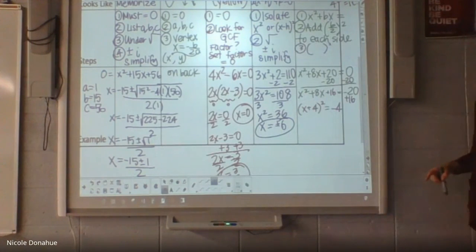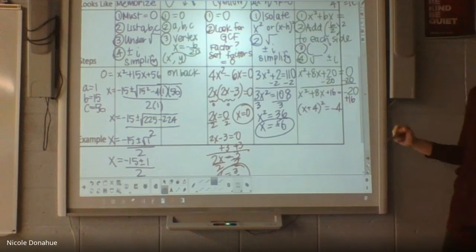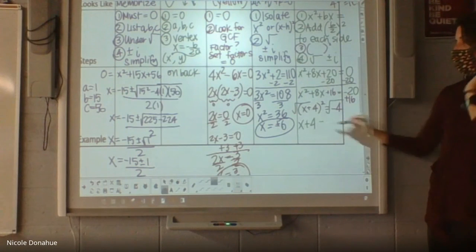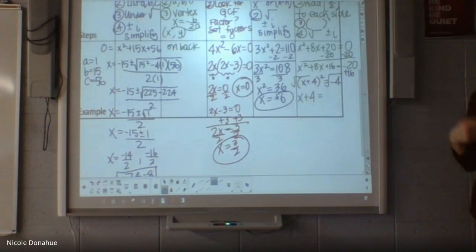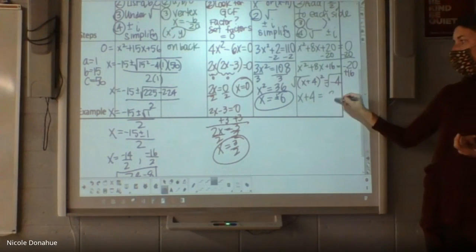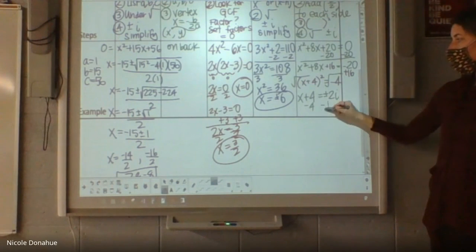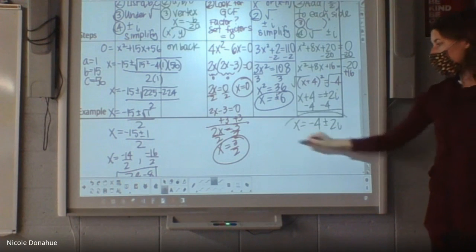Now I'm ready to take the square root of each side. Again, don't forget plus or minus with the i's. So that x plus 4 equals the square root of negative 4. What's the square root of 4? 2. But negative 4 would be 2i. And then we just need the plus or minus in front of it. And then I'm just going to move that 4 over. Now those aren't like terms, so I can't put them together. So I'm just going to leave it this way.